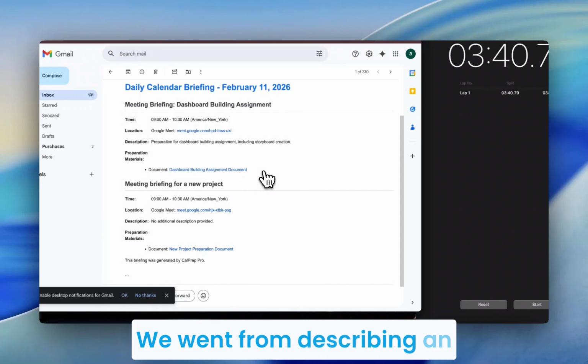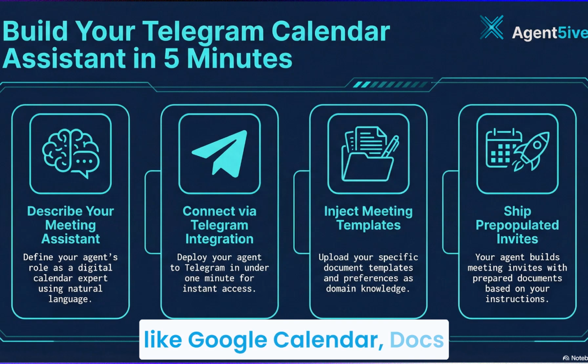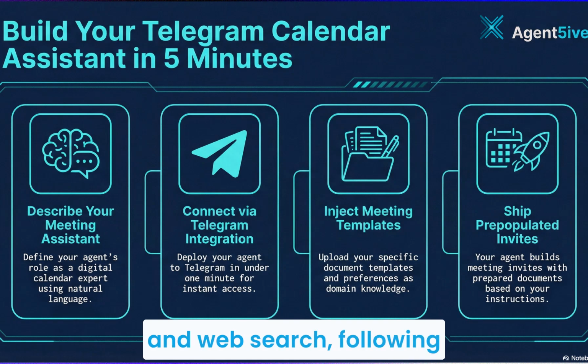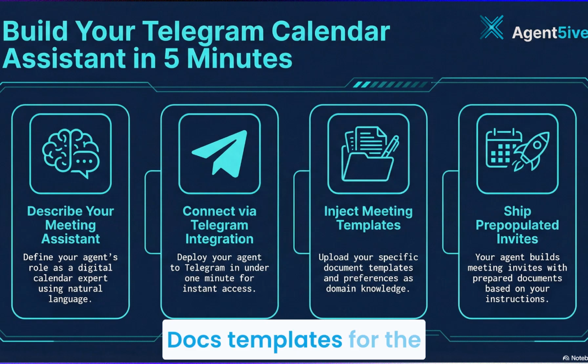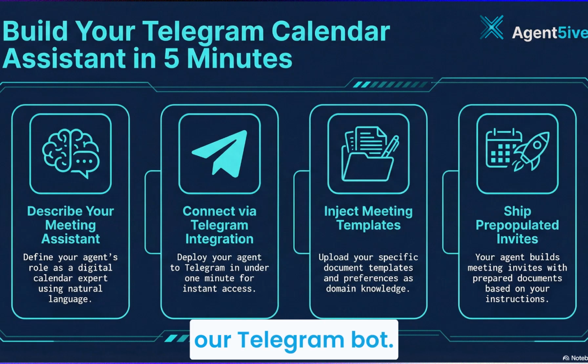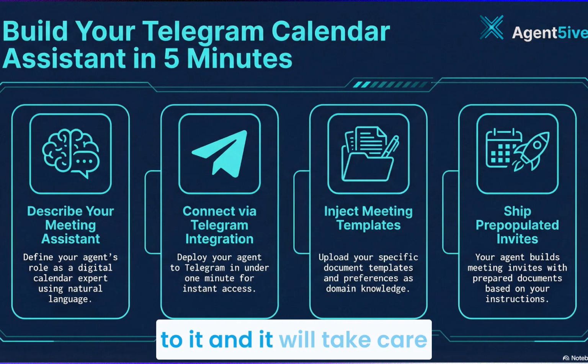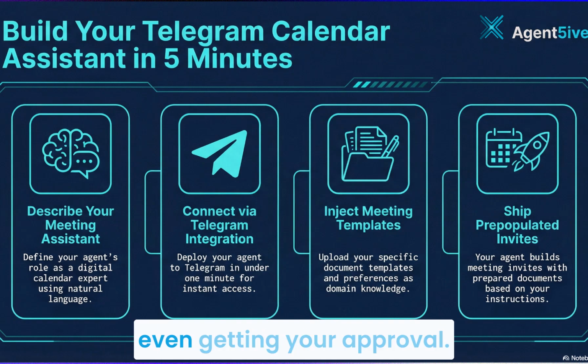We went from describing an agent's purpose and goals to enhancing it with tools like Google Calendar, Docs, and Web Search, followed by training it with our Docs templates for the required output, and finally connecting it all through our Telegram bot. Now when you're on the go, you can text or record a message to it, and it will take care of everything else for you, even getting your approval.